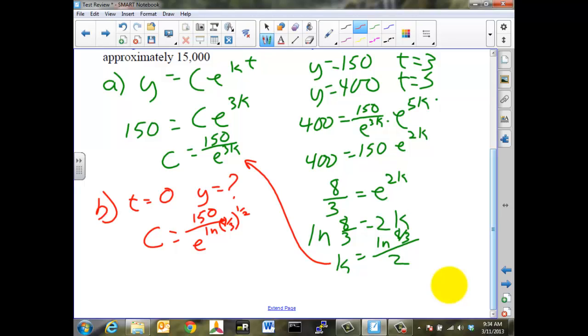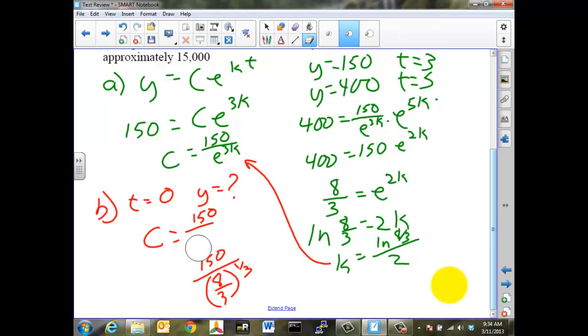Why is it important to do that? Or why would I even consider doing that? Well, would it change your answer? No, it shouldn't change your answer. But if I do this, suddenly I've got now 150 divided by 8/3 to the 1/2. What 3? Ah, okay. Yeah. Oh, because you need to get rid of that. You're right. We need to put that in there. So let's go back and just do it.